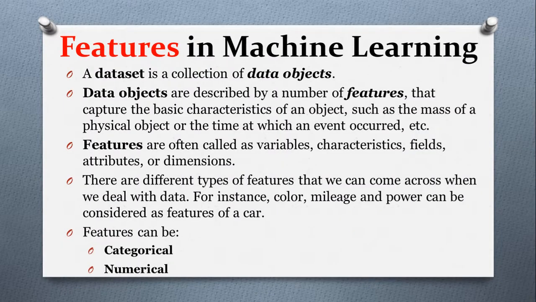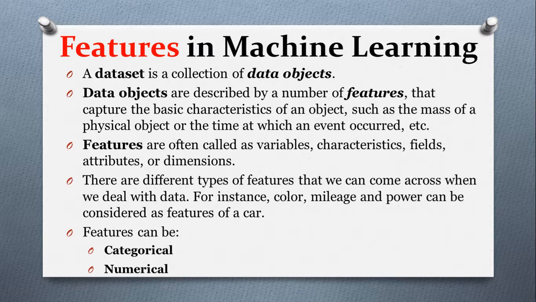So what's a data set? A data set is a collection of data objects. Now, what are data objects? Data objects can be described by a number of features that can capture the basic characteristics of an object. So this means a data set can be anything, like a table containing numerous columns and rows. Now this table will have certain features. So what are features? Features are often called variables, characteristics, fields, attributes, or the dimensions of the data object.